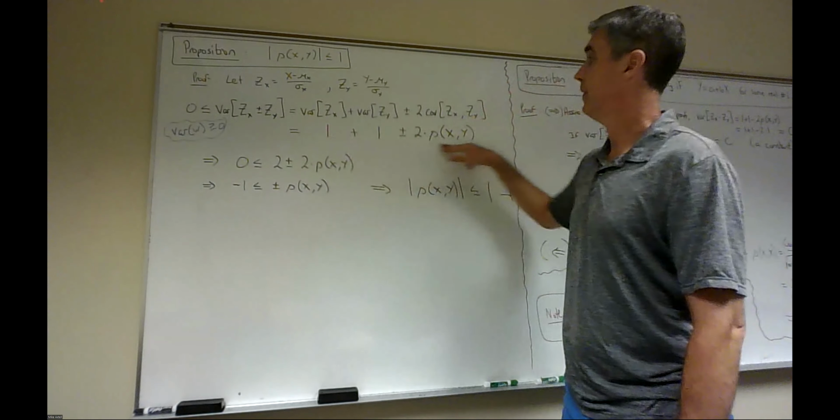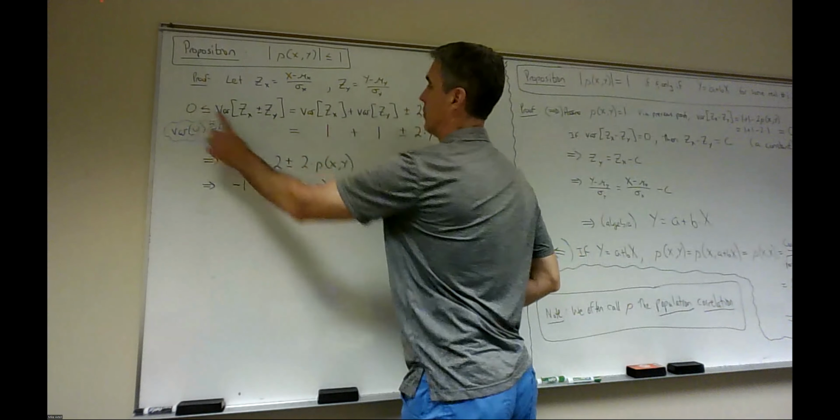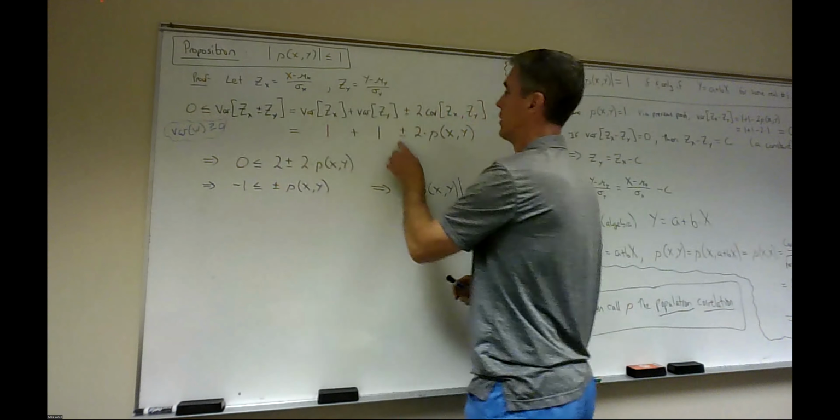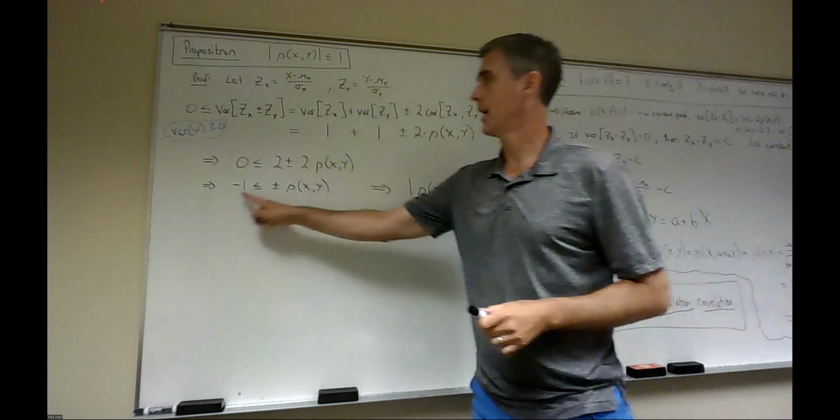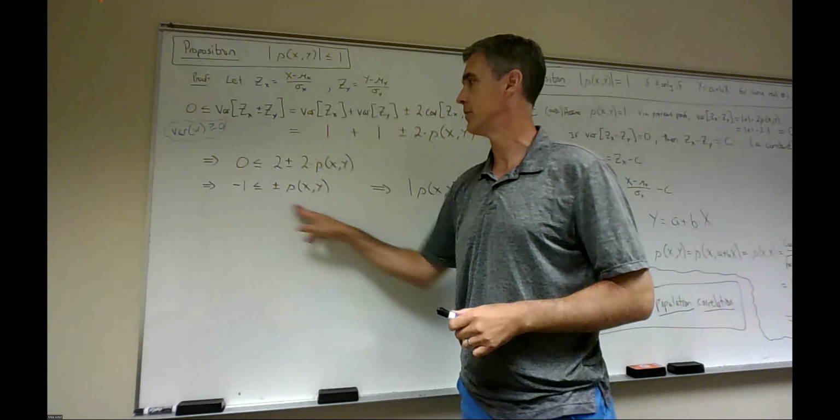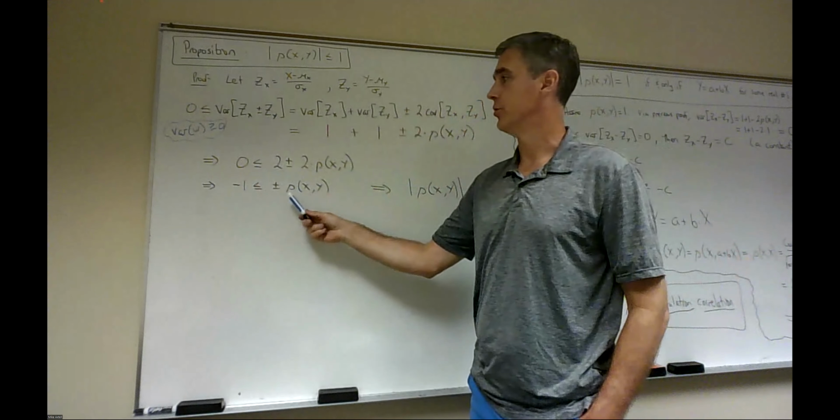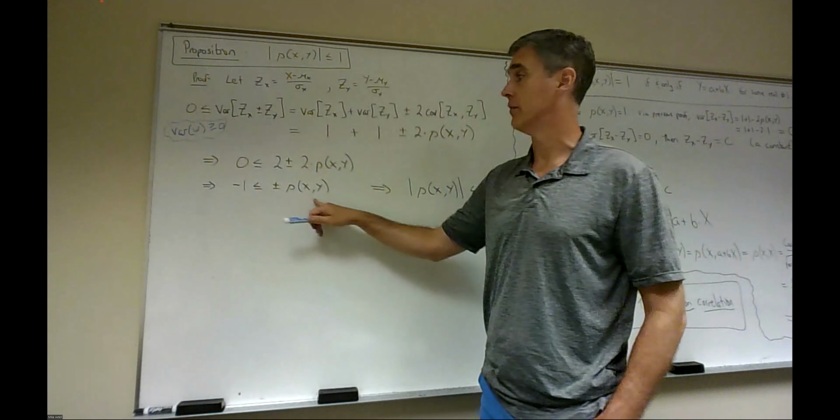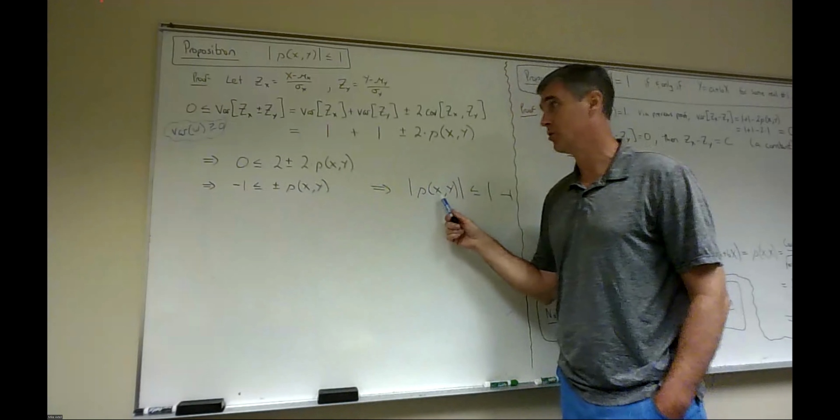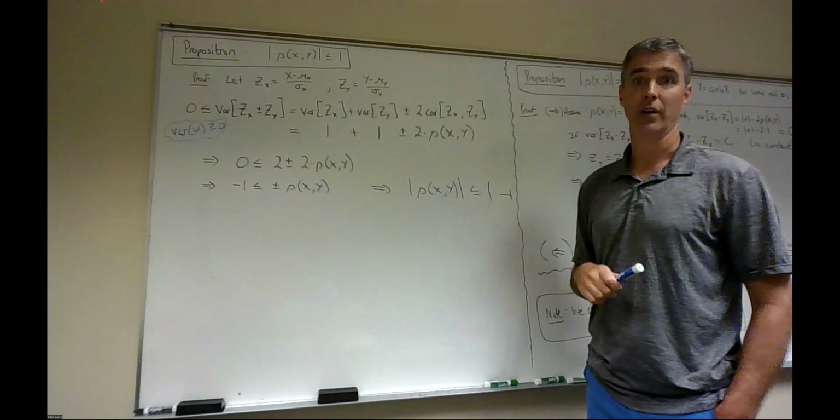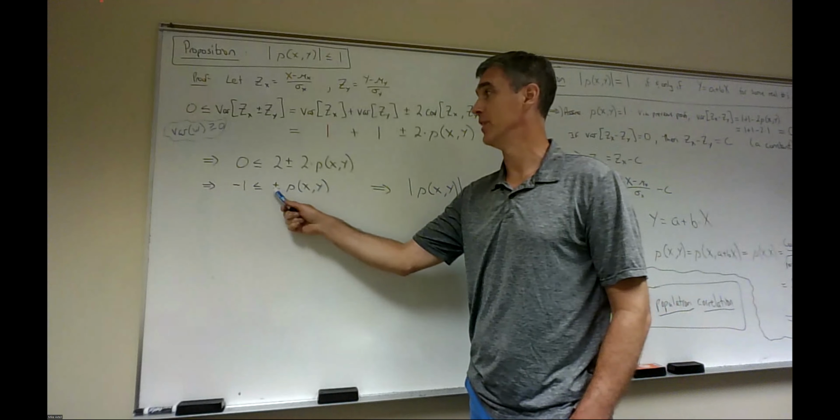So I get this equation. The upshot is 0 is less than or equal to 1 plus 1, which is 2, plus or minus 2 times the correlation coefficient. And then if I subtract the 2 to the other side and divide both sides by 2, I get that -1 is less than or equal to either the positive or the negative of rho. Well, the only way that can happen is if rho's absolute value was less than 1 to begin with, okay? Because -1 is not less than or equal to -2.